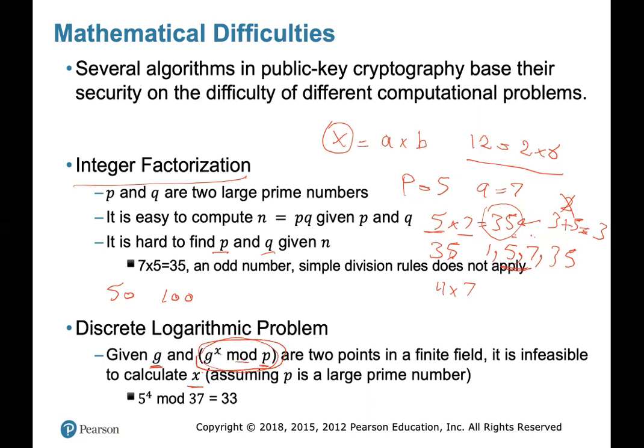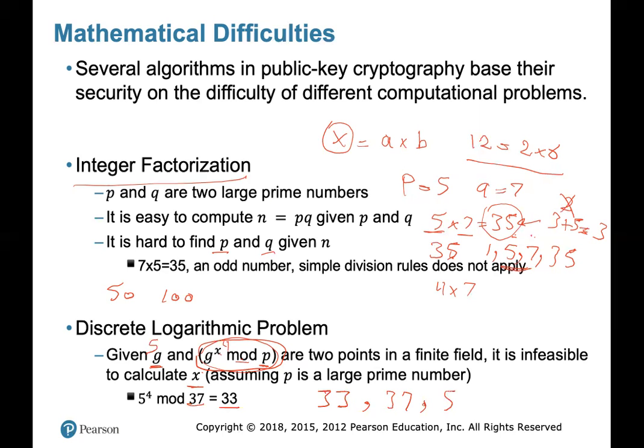For example, here I have something. G is 5 in my example, and my X is 4. So I calculated 5 to the power of 4, and P, I assume, is 37. 5 to the power of 4 mod 37 becomes 33. So now I'm going to publicize 33 and 37 and 5.